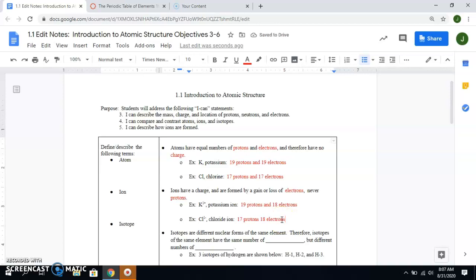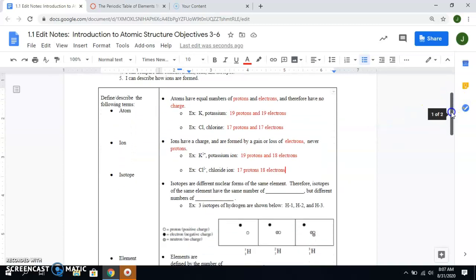Okay? So you really have to stop and think backwards about the electrons and how the number of electrons relates to charge. If it's got a positive charge, it lost an electron. If it's got a negative charge, it gained an electron. Okay.